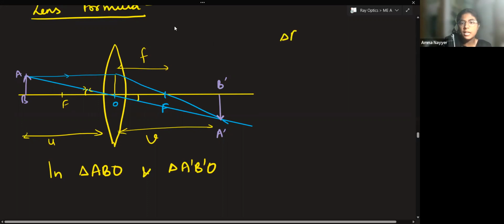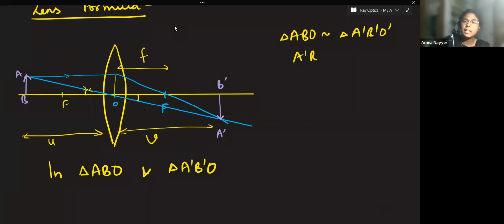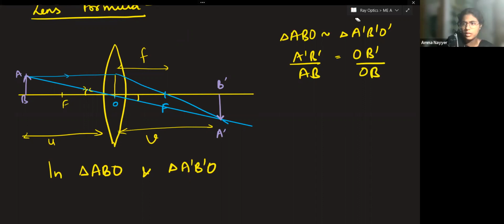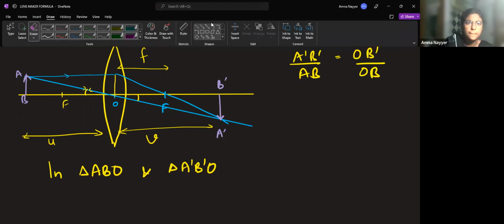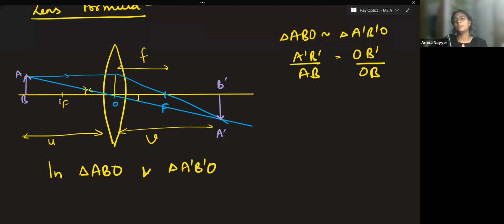So if triangle ABO is similar to triangle A dash B dash O, then A dash B dash divided by AB is equal to OB dash divided by OB. Or not O dash, here it will be O only. There's only one single point, that is O. So OB. If both of these are similar, now see one more triangle.